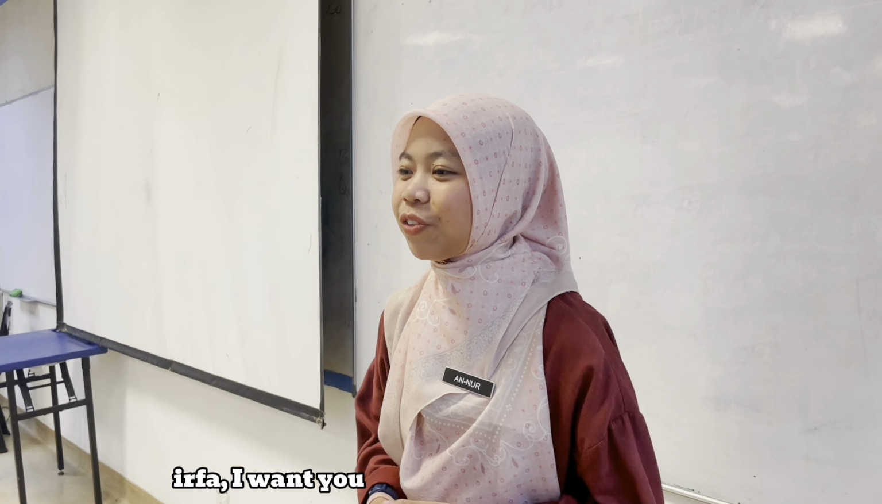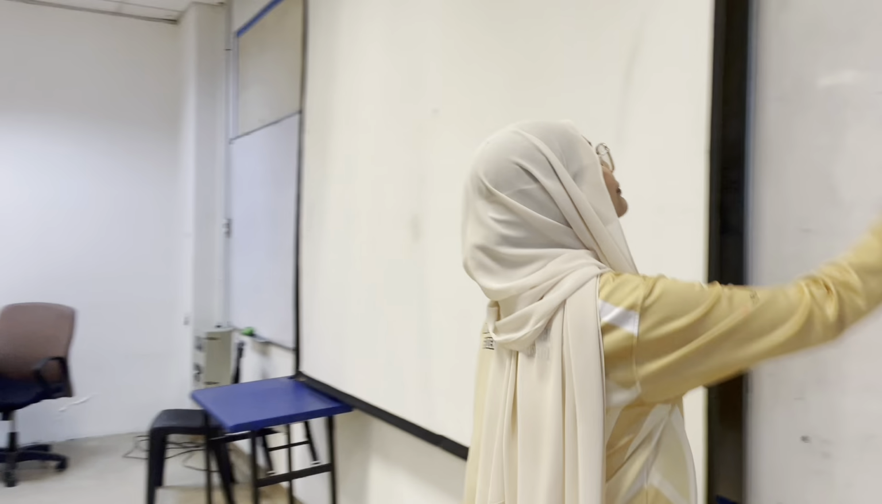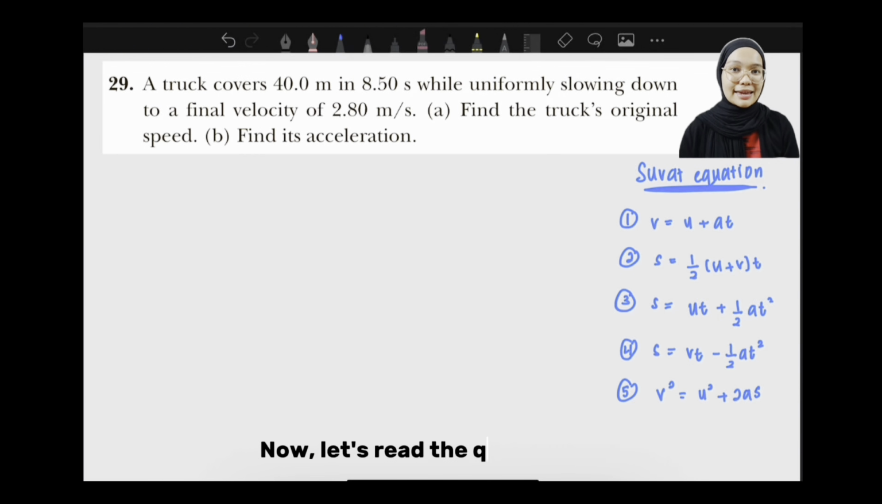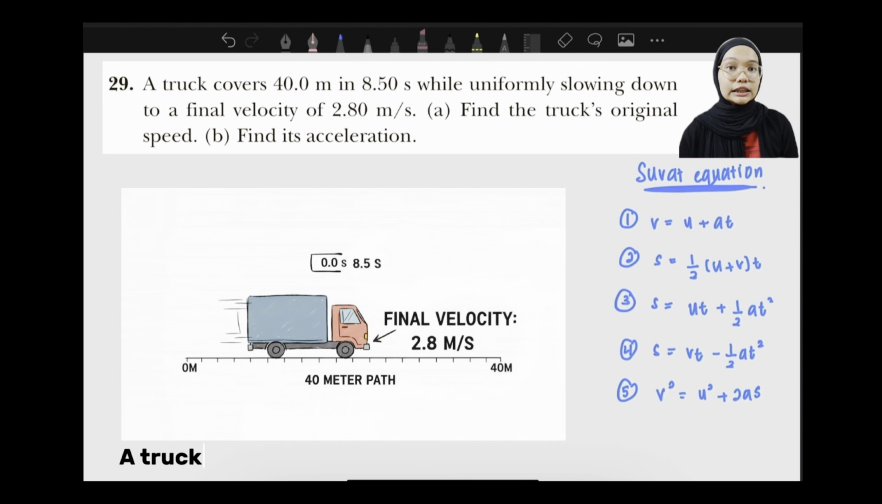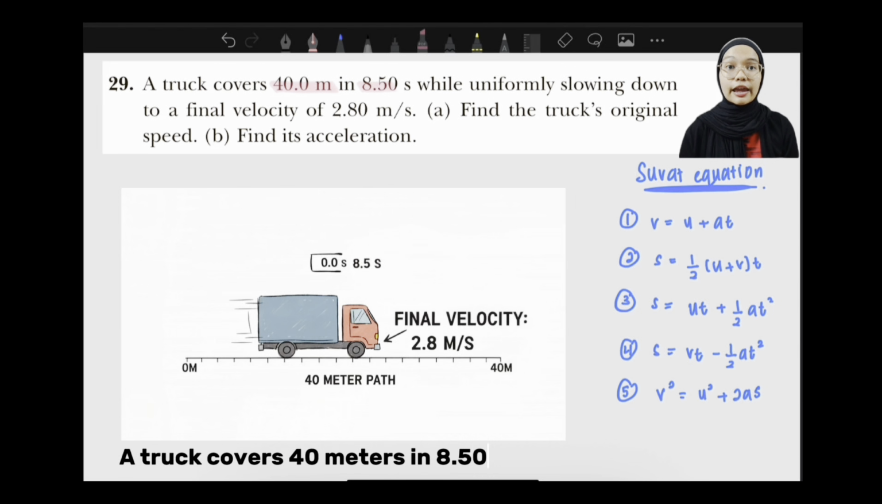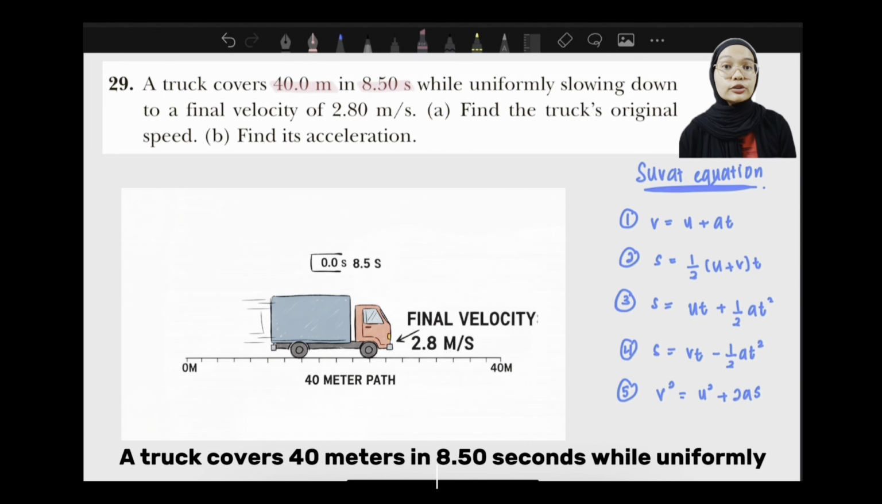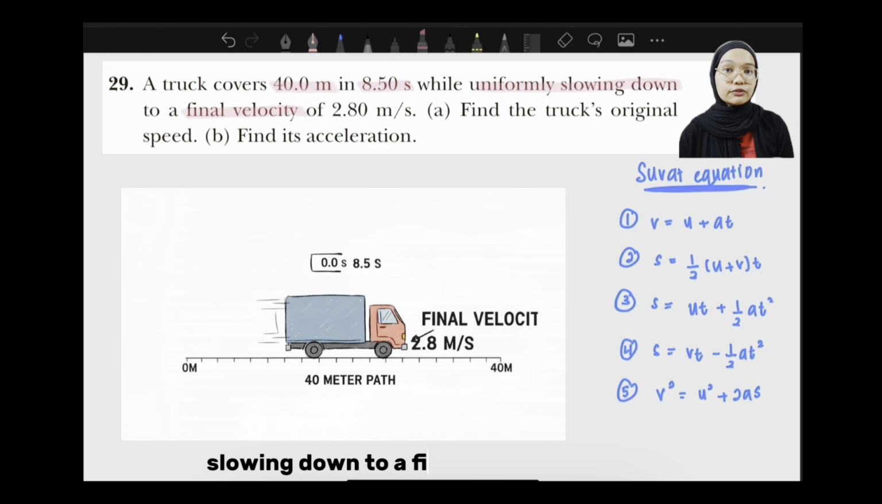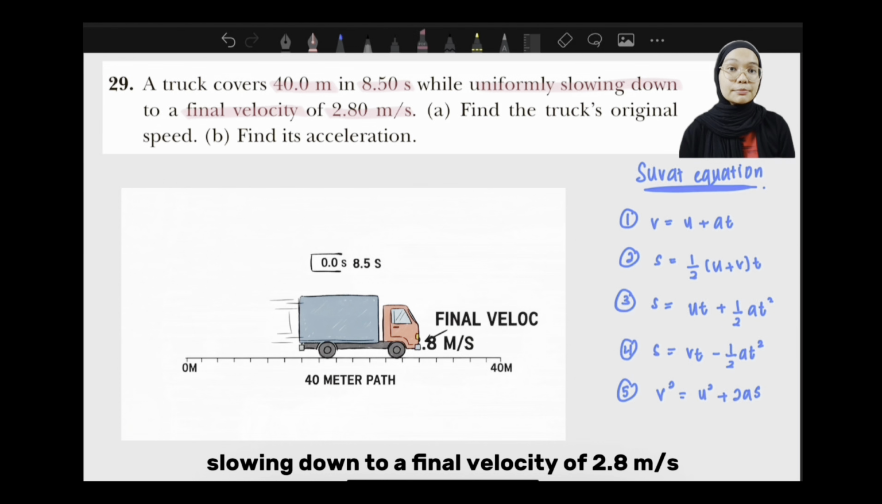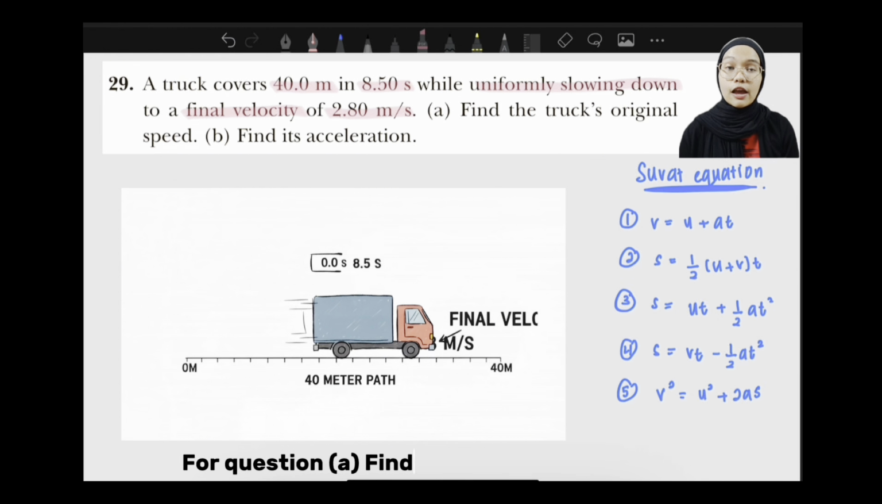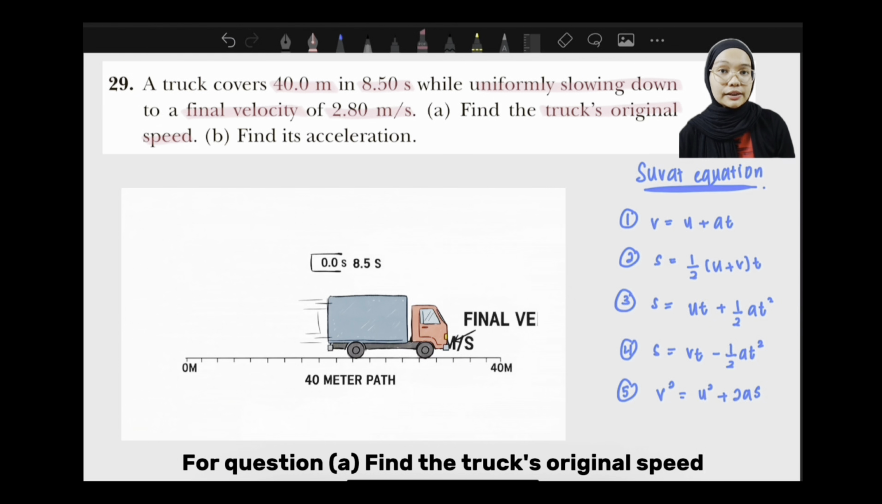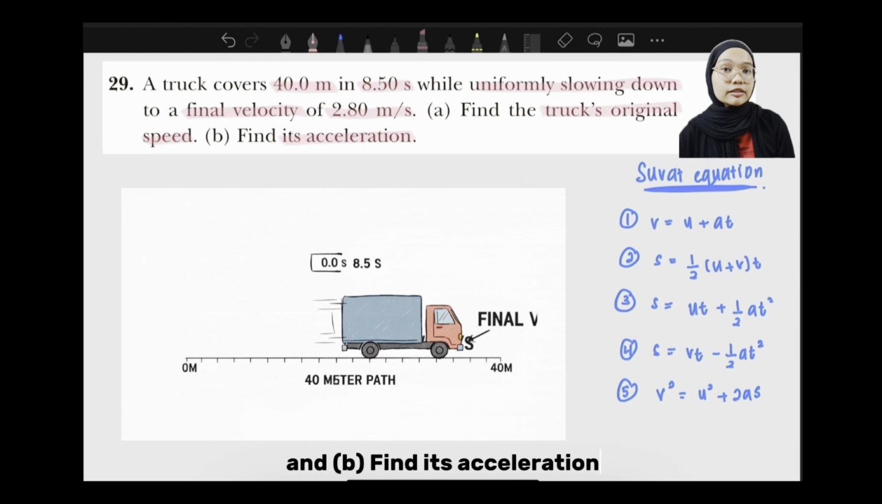Irfa, I want you to answer the first question. Sure, teacher. Now, let's read the question first. A truck covers 14 meters in 8.5 seconds while uniformly slowing down to a final velocity of 2.8 meters per second. For question A, find the truck's original speed, and B, find its acceleration.